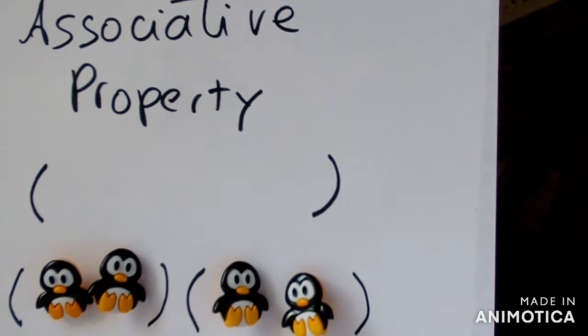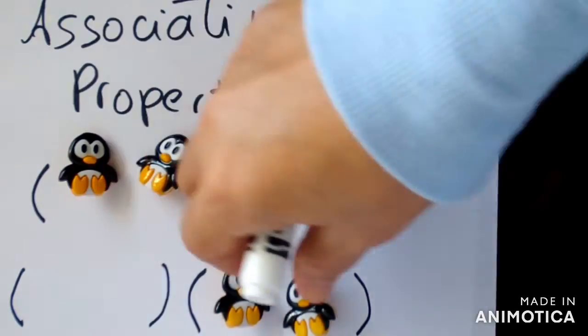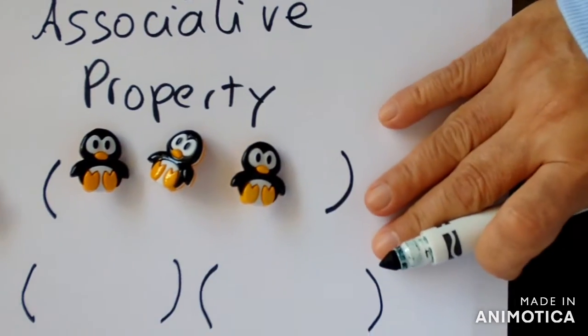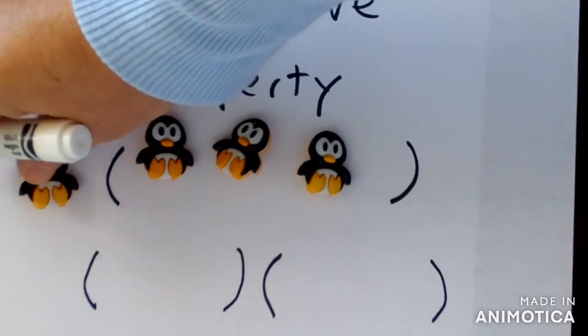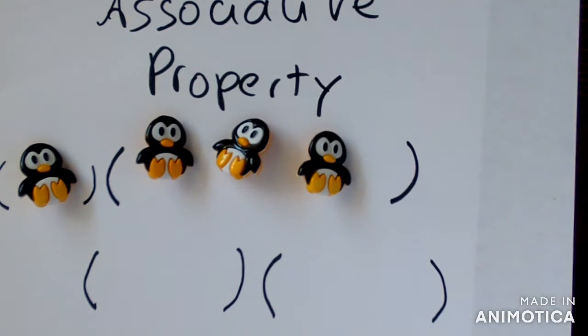How you group, that's associative. What if I put 1, 2, 3 penguins in this group and let me move 1 here, 1 lonely penguin. So, grouping. When you see that the inside of the parentheses changes, that's a very clear hint that it's grouping. You still have the grouping, but there are different things inside the grouping. Associative.